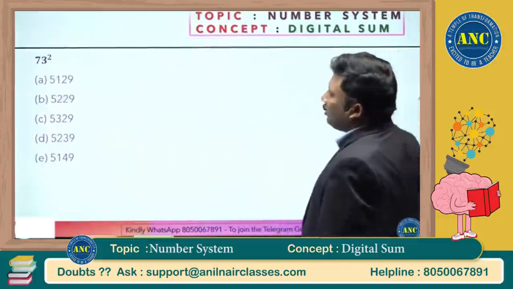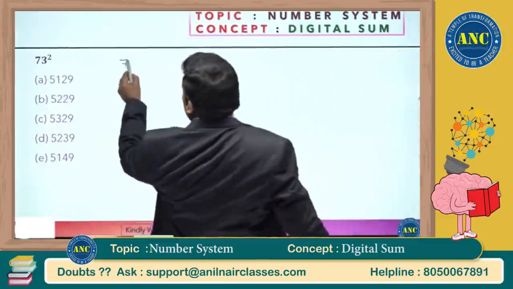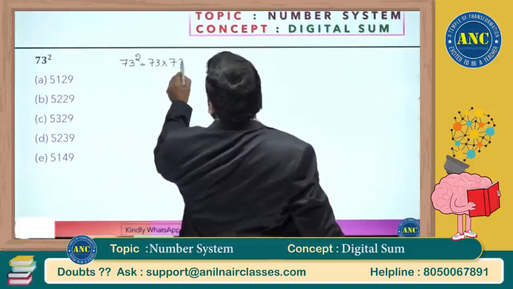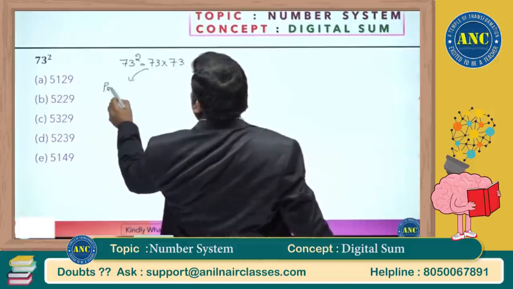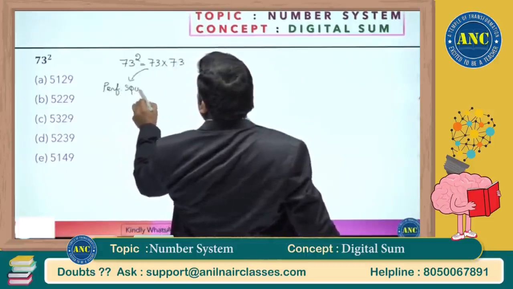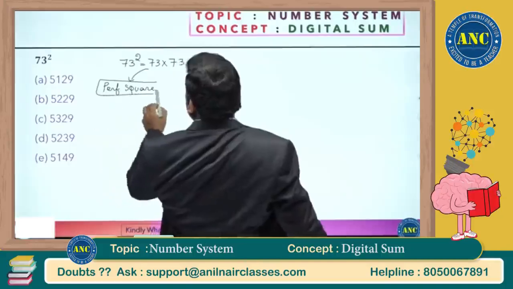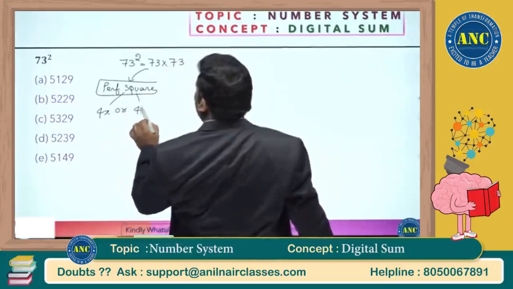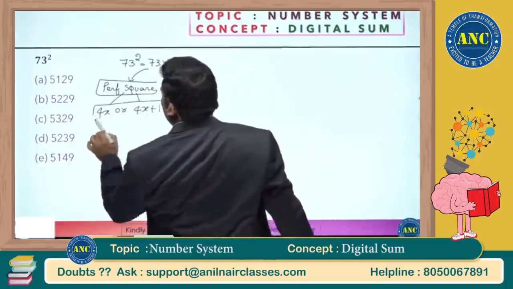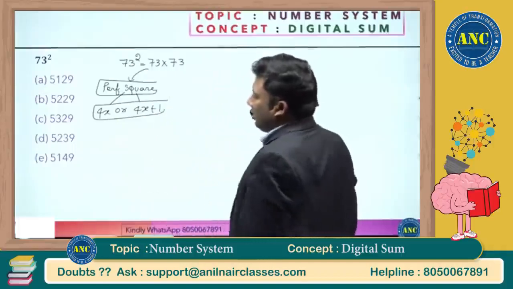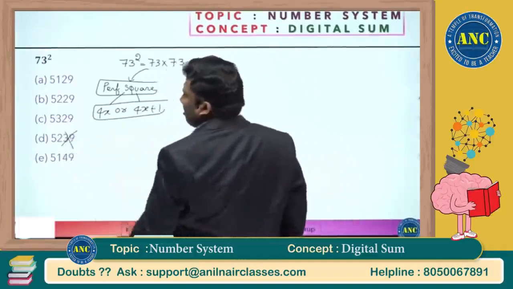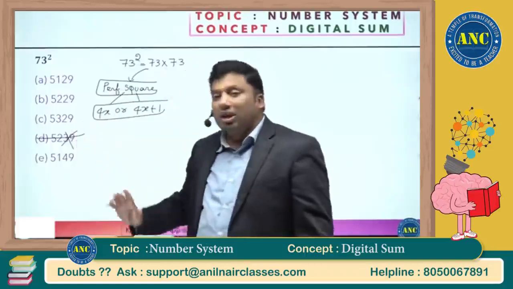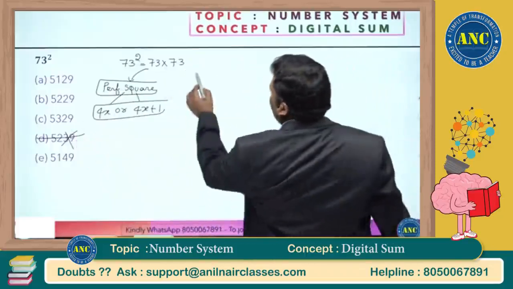Second one, 73 whole square. The first thing is 73 square is 73 into 73. Any number multiplied by itself is a perfect square. Either it will be of the form 4k or 4k plus 1. This one is 4 into 9 plus 3, so it cannot be the answer. These are eliminated. In the tens place 2, 2, 2, 2, 2, three options have the form 4k or 4k plus 1.